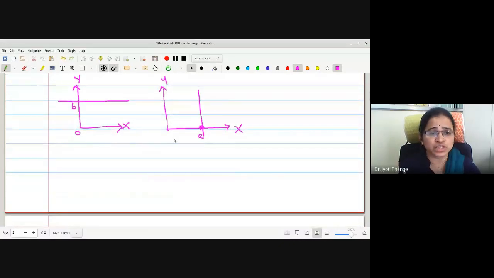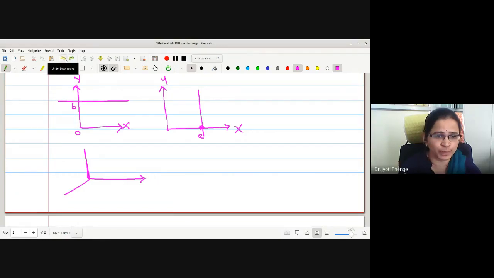But if these two sketches I want to draw in 3D, same y equal to b, what is it going to represent? A plane. Yes, it's a plane. What is the position of your plane?